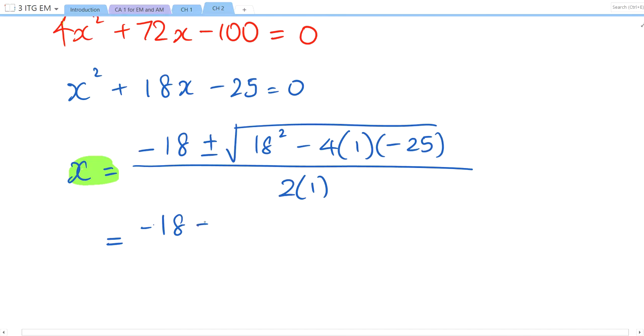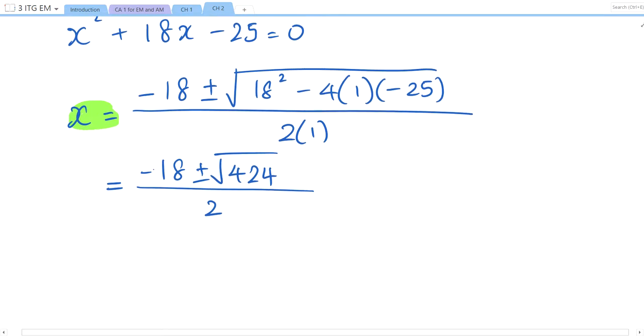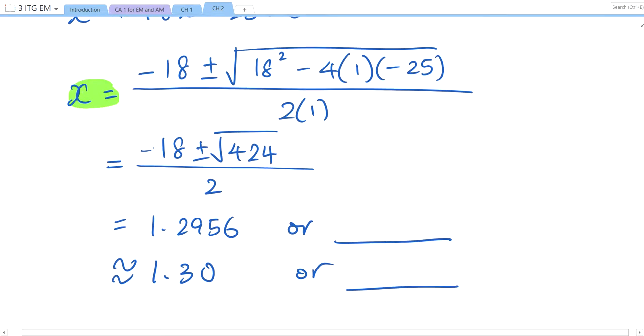So we've got negative 18 over here plus minus square root of 424, divided by 2. Did I make any mistakes? No. Okay, then how many answers are there for x? There's a plus, there's an option of minus. So there are two separate answers. So here we will have 1.2956 or something else. You go and work it out. Then we round it off to 1.30 or the something else. I don't want to give you all the answers, okay? They wanted it in 3SF. So this is in 3SF now.